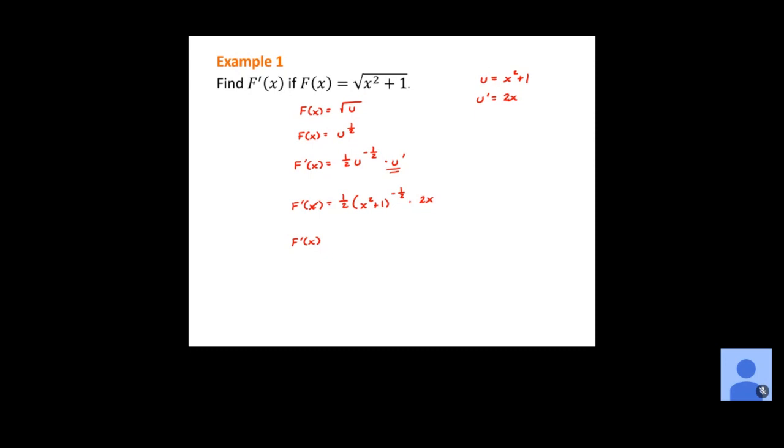So we have 1/2 times 2. Those are actually going to cancel, and we can move this negative exponent to the denominator. So we're going to have an x in the numerator, and then we're going to have this (x squared plus 1) to the positive 1/2 in our denominator now.